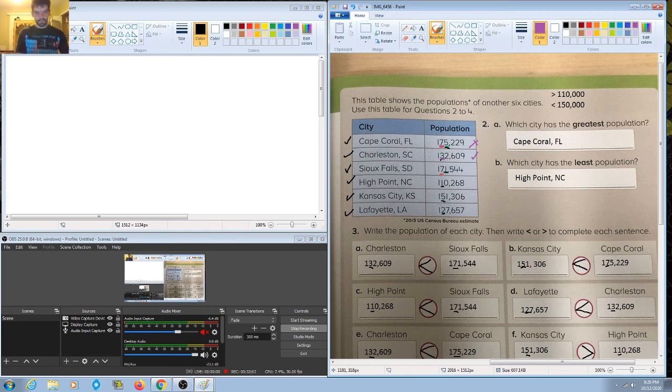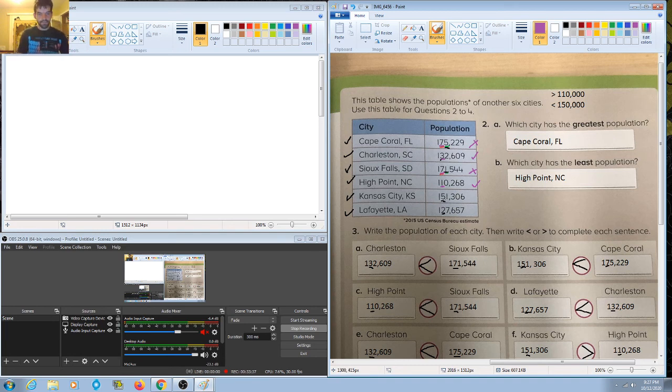So for Sioux Falls, South Dakota, again, we look at the 10,000s place and we see that 7 again, so this means that there's no possible way for it to be less than 150,000 for a population, so that's not going to work. We have High Point, North Carolina, so we look at the 10,000s place and see that 1 there. So since it is at least 1, that means that the criteria for being greater than 110,000 is met, but it's also less than 150,000, so this will definitely check as well.